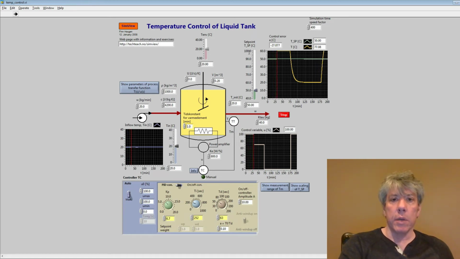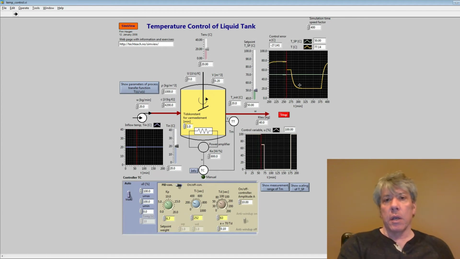Oh, that's not what I meant to do. I changed the set point range, but that's okay. Alright, so it looks like it goes up to about 77 degrees or so. So our minimum is 20, our maximum is about 77 degrees.